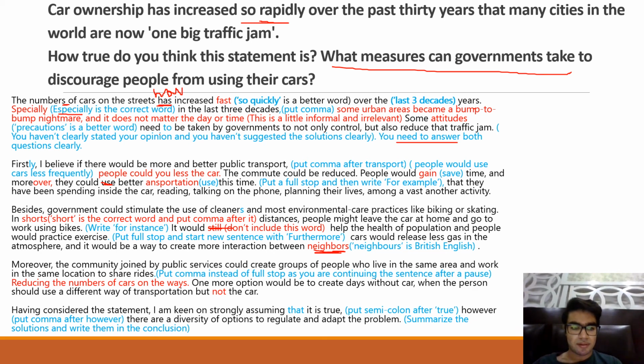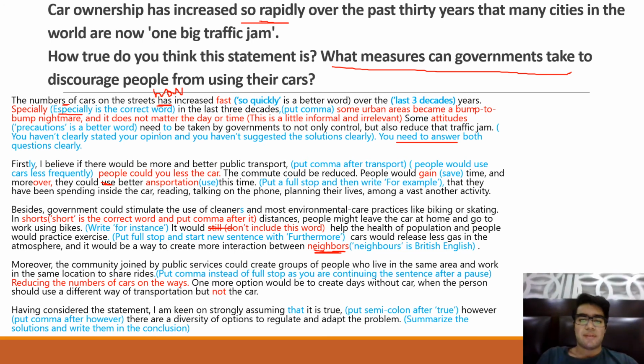And then in this paragraph, you said, "Moreover, the community joined by public services could create groups of people who live in the same area and work in the same location to share rides." Then you just put a full stop and you said "reducing the numbers of cars on the ways." Then you said, "One more option would be to create days without car when the person should use a different way of transportation but not the car."